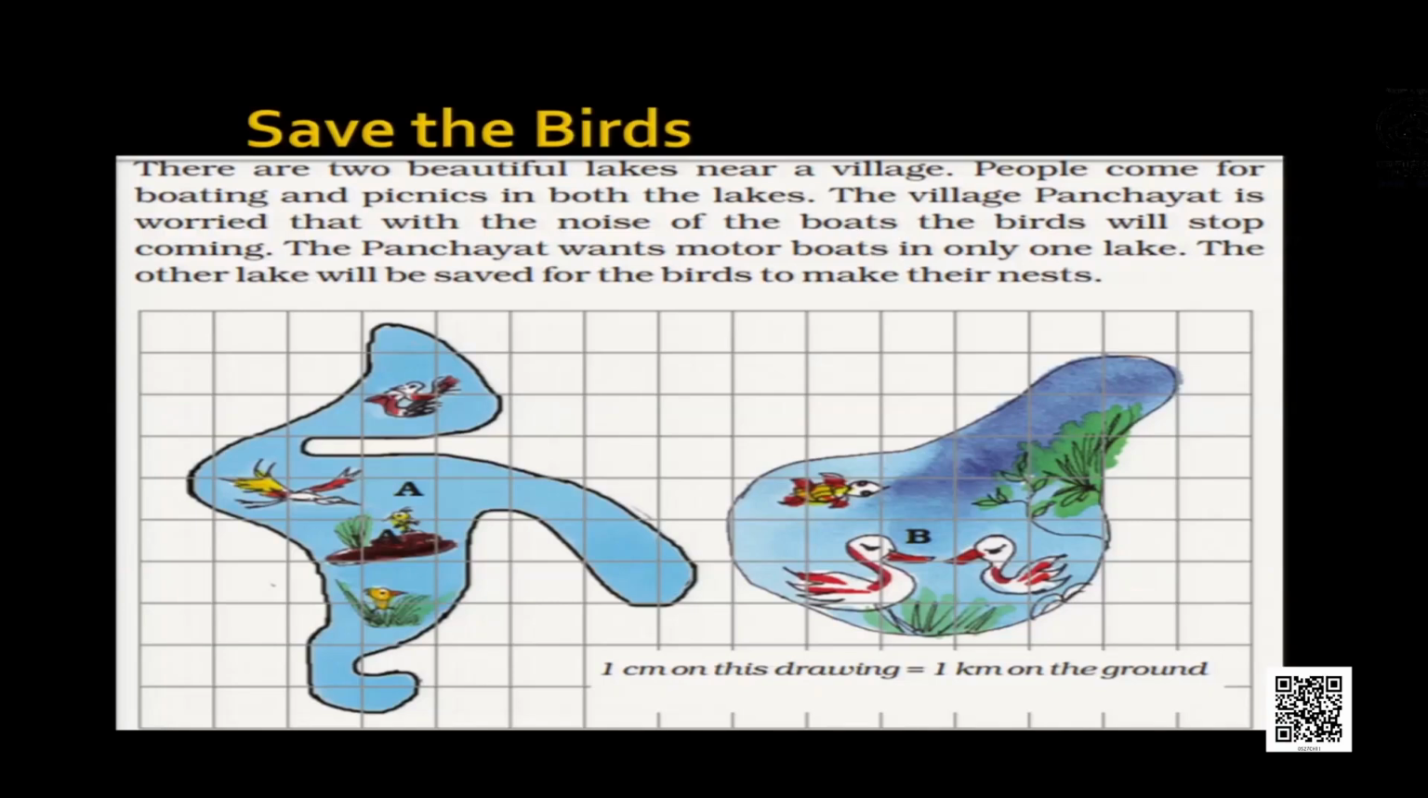I have another question taken from your book. You have to do it yourself, because I have already explained how to calculate perimeter and boundary of such irregular shapes. Here 2 lakes are given. As you can see, they are having irregular shapes. You have to calculate both boundary and area of these 2 shapes and try to finalize which one will be good for the birds and which one will be good for the boating. Okay, so that the birds can be saved.